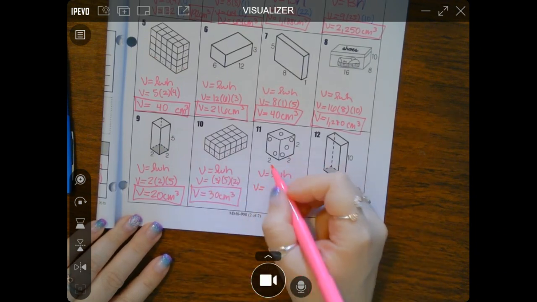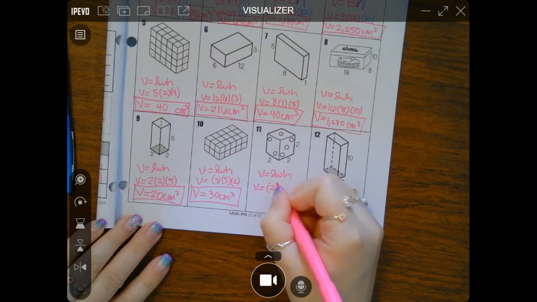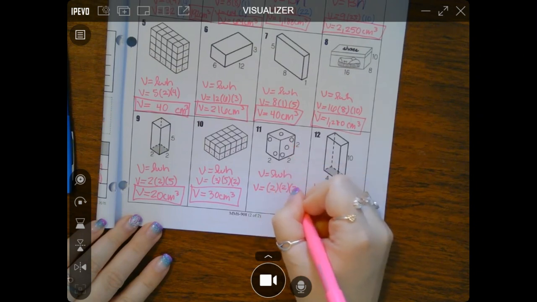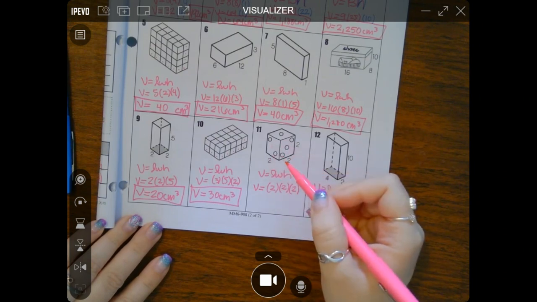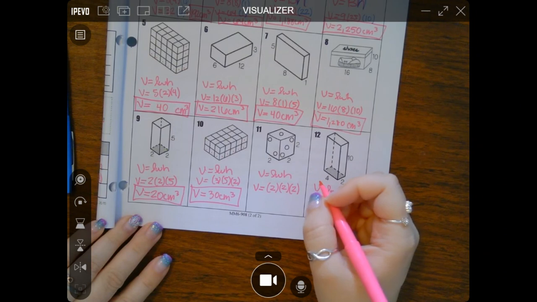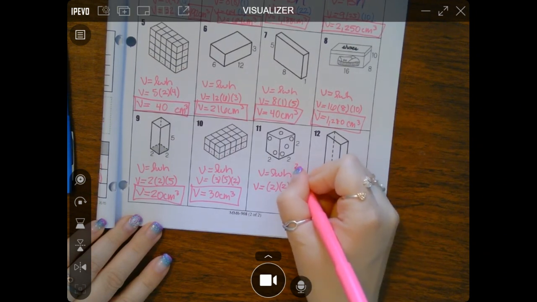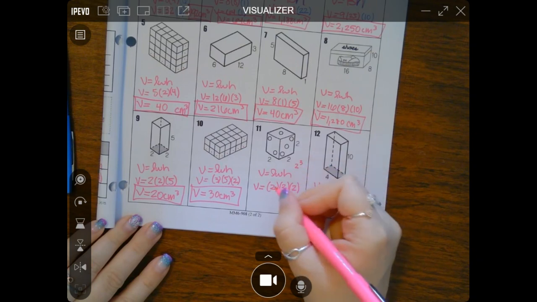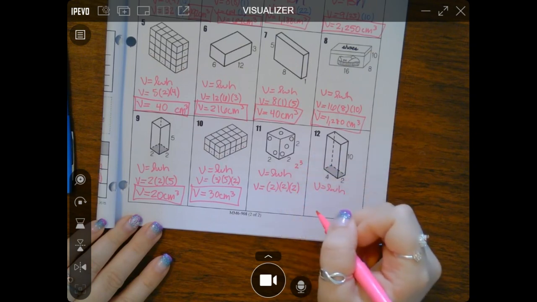Okay, almost done. Your length was 2, your width was 2, and your height was 2. So what kind of rectangular prism is that? Yeah, cube, because all the sides are squares. They're all equal. So another way of putting this would be 2 cubed, 2 to the third power, which is 2 times 2 times 2, which is also important.